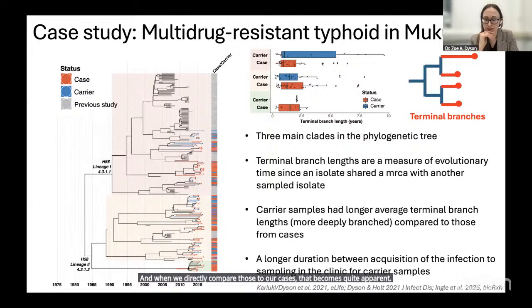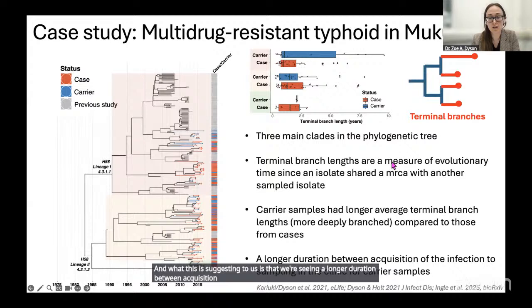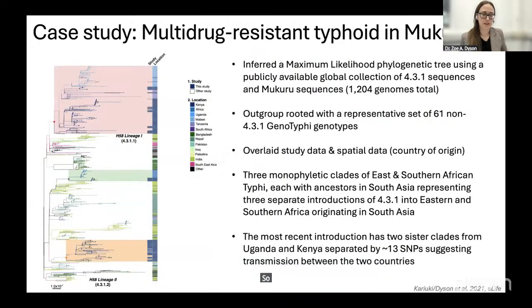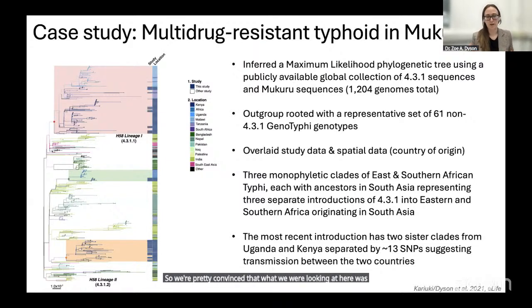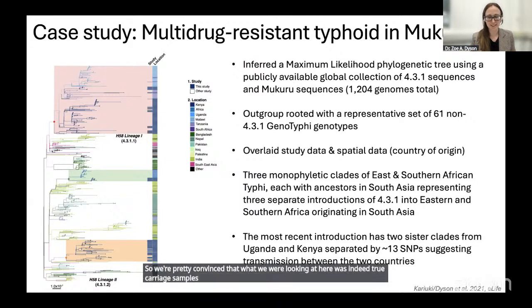What this suggests is a longer duration between acquisition of the infection and sampling in the clinic, which would indeed be true of carriers, who are healthy individuals and unlikely to be reporting to clinics where their samples would be picked up through passive surveillance and blood cultures. So we're pretty convinced that what we were looking at here was indeed true carriage samples. And we did some other analyses to look at selection pressures that were aligned with other data from cholecystectomy patients that are a little bit beyond the scope of this webinar, but we have reported in the full publication if people are interested in that.